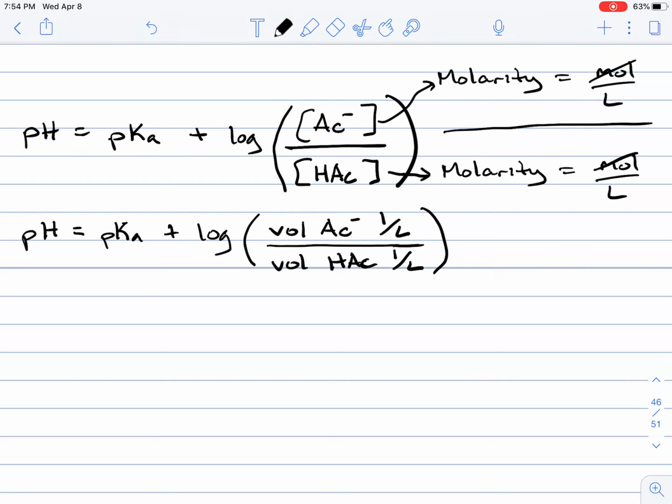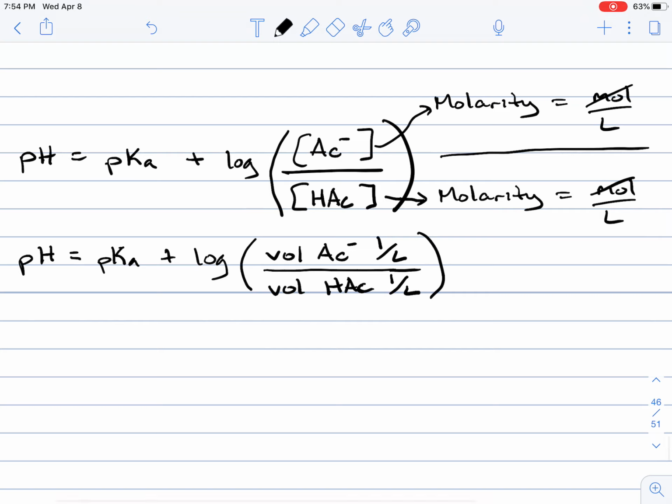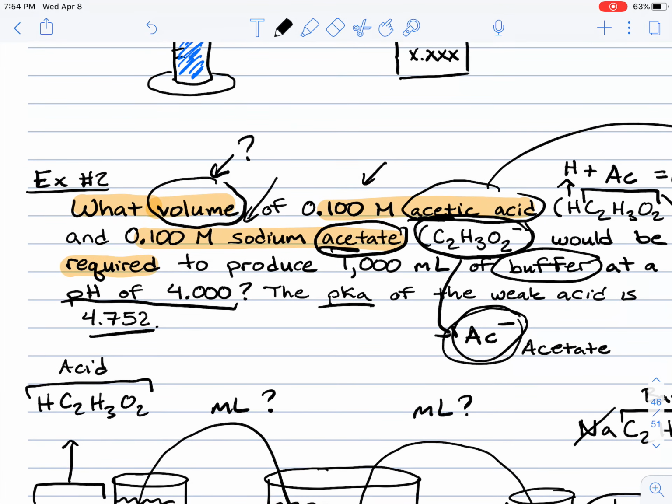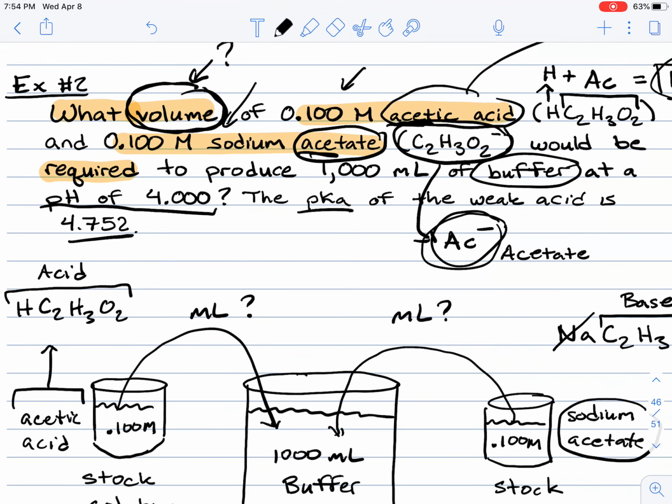Okay. And so that's pretty cool because now everything in the Henderson-Hasselbalch equation in the parentheses is representative of volume units. And we're going to go ahead and use this ratio to help us determine how much volume is required of each substance to create our buffered solution.